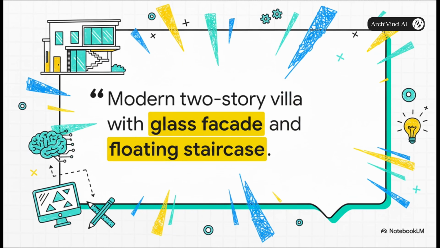Here is a perfect example. Modern 2-story villa with glass facade and floating staircase. See, it's short, it's packed with specific details, and it gives the AI really clear, actionable instructions. The AI knows exactly what modern, glass facade, and floating staircase are, and it can just run with that.